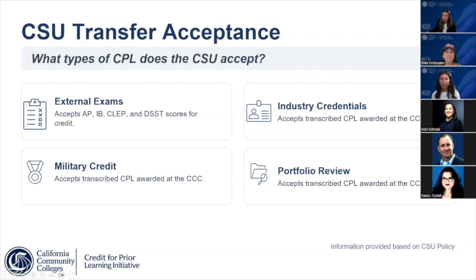I'm first going to review the CSU system. They're very generous in terms of which CPL types that they'll accept. They will accept the external exams, so those are AP, IB, CLEP, and DSST. They will also take any industry credentials that have been transcribed by the California community colleges, as well as military credit. And portfolio review is also accepted so long as it's transcribed on our transcript.